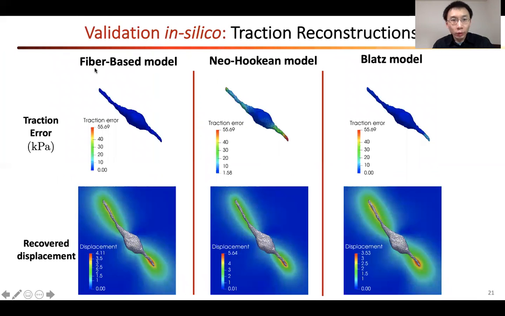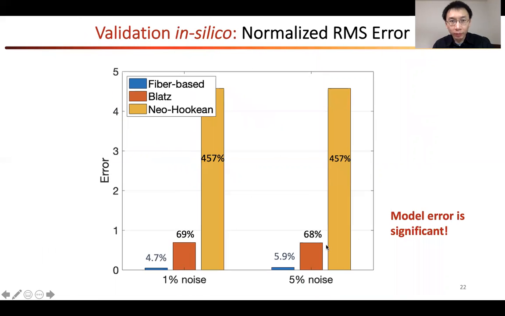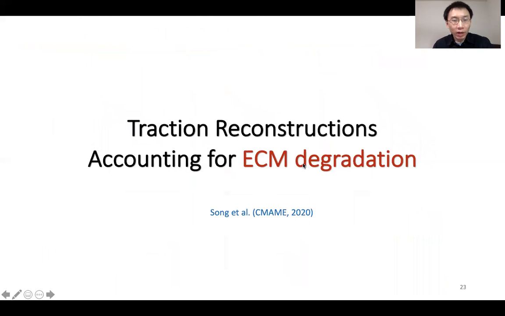And here are the results for solving the inverse problem. We solve the problem using 3 models. The first row shows the local traction error. You can see that when a bad model is used, like a new Hooking model, the local error is really huge, okay? This can also be seen from this figure, which shows the normalized root mean square error for the traction field. If you use a new Hooking model or a blast model, the error is really huge. So this means the model error is significant, and you need to use a good model in order to faithfully recover the traction field.